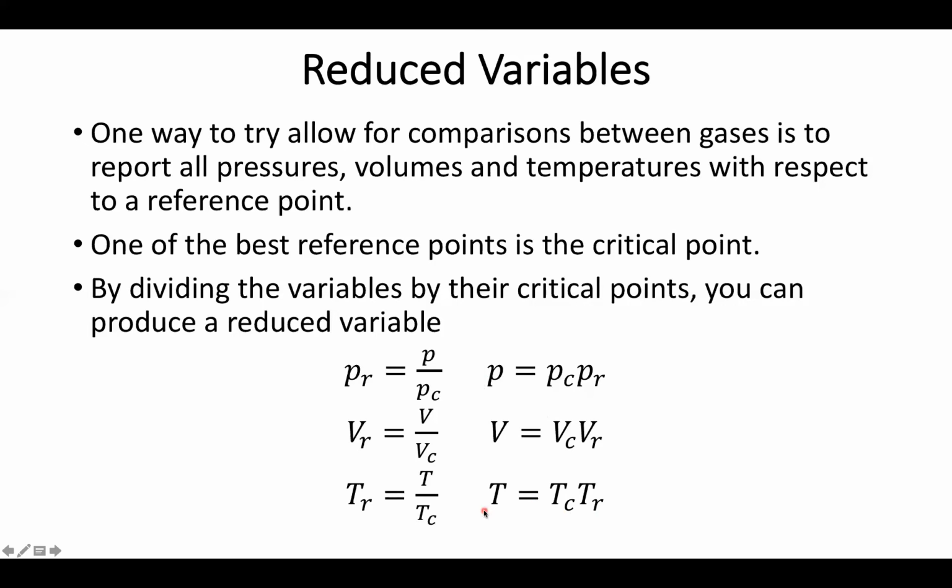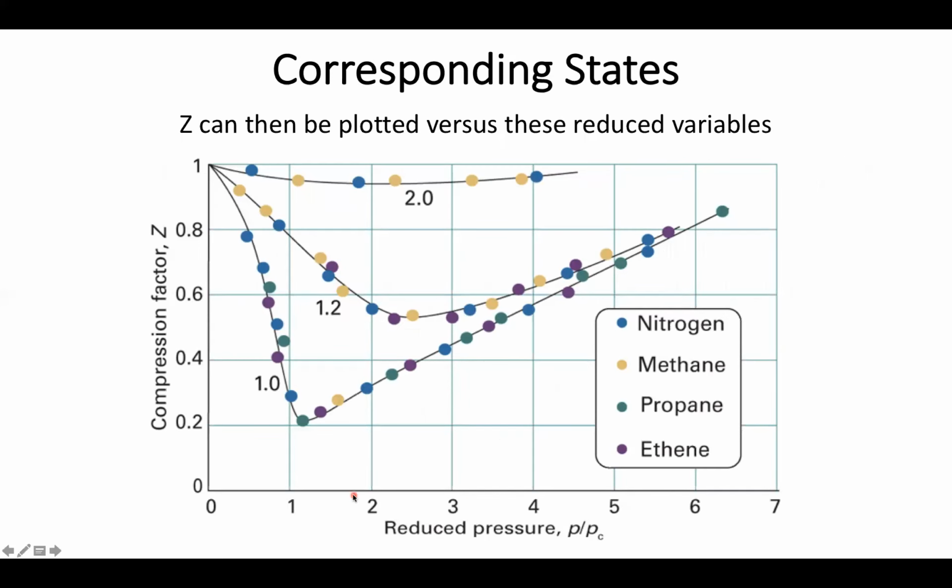Now, one of the things that's really cool about reduced variables is they actually end up being a fairly good way of describing the ideality of a system. So for example, what we can do is graph the compression factor for any gas versus its reduced pressure. So we have an example plot for nitrogen, methane, propane, and ethene.